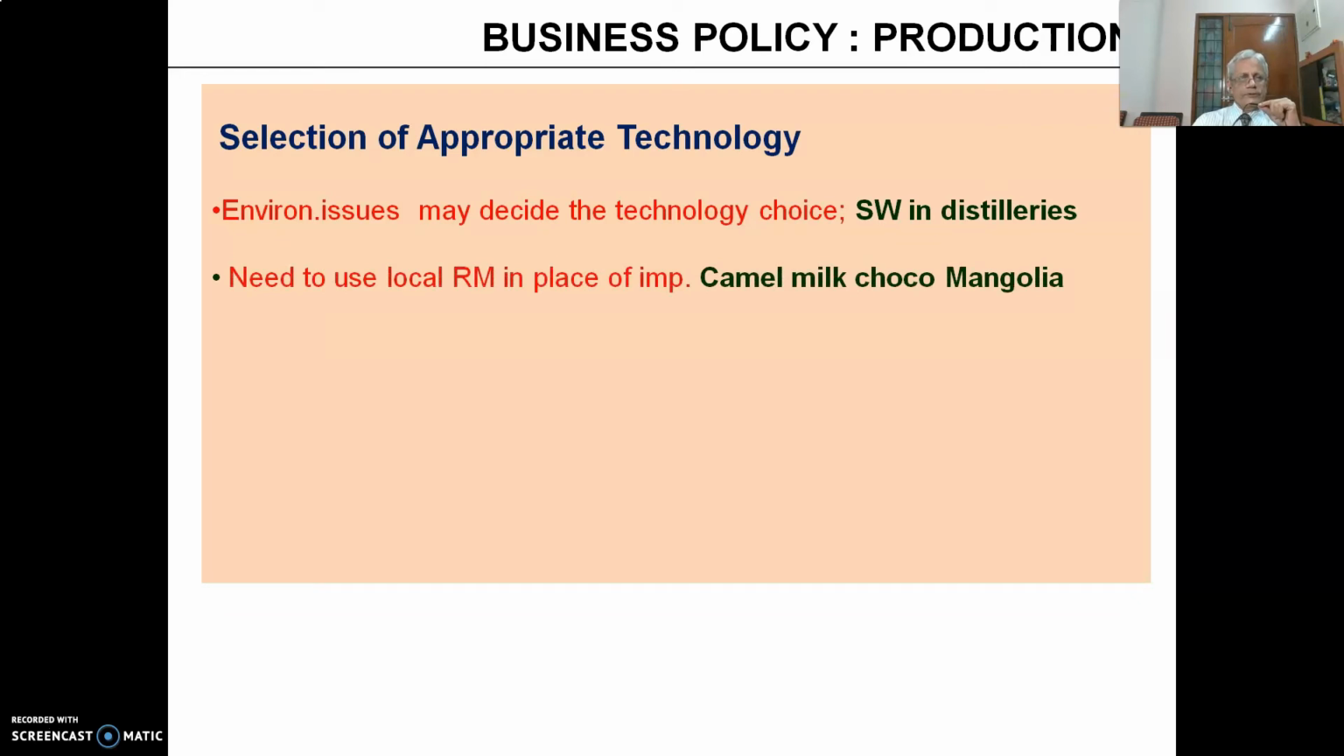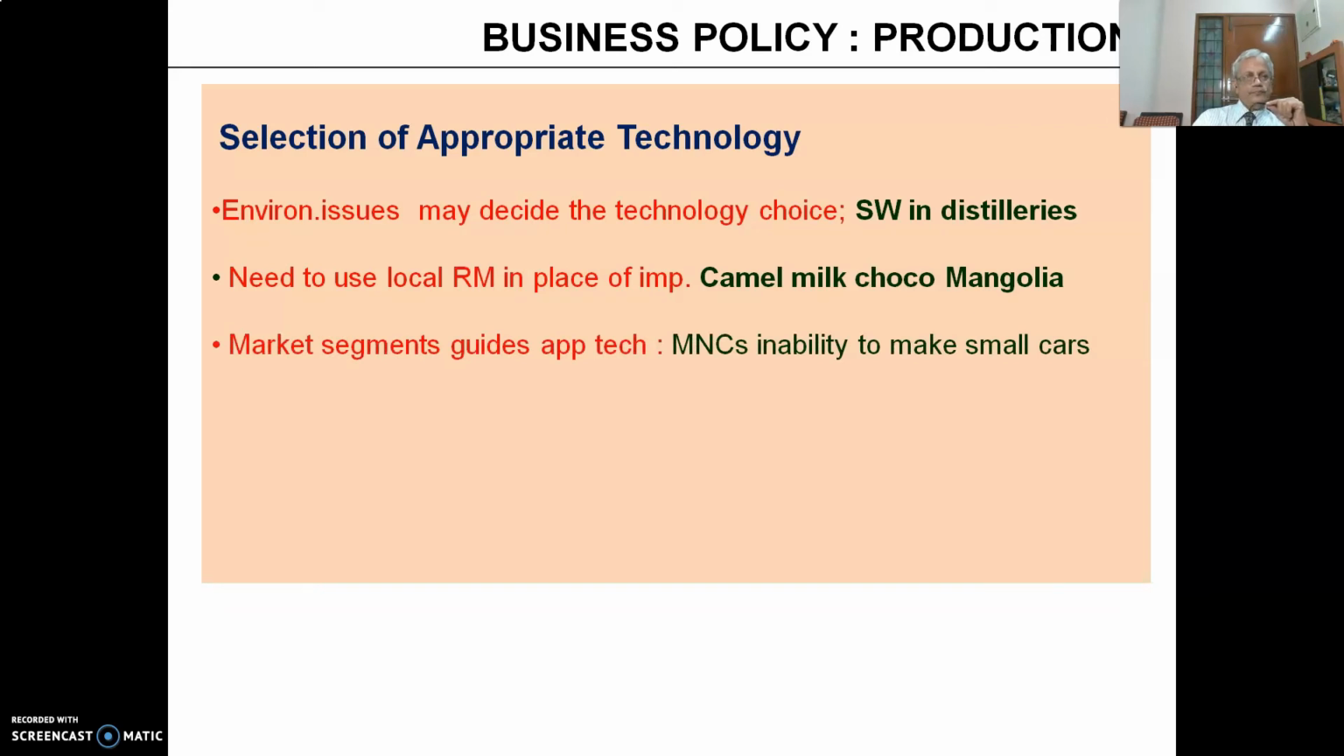The need to use local raw material instead of imported raw material. In Mongolia, for a long time they were importing milk and producing chocolate. Amul is the first company to go there and gave them the recipe to manufacture chocolates from camel milk. Today, camel milk-based chocolates have become a premium product all over the world.